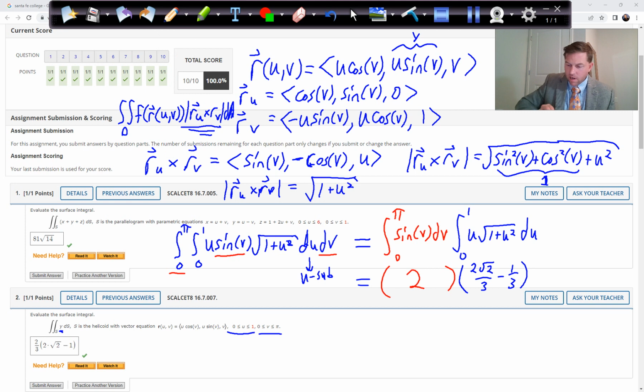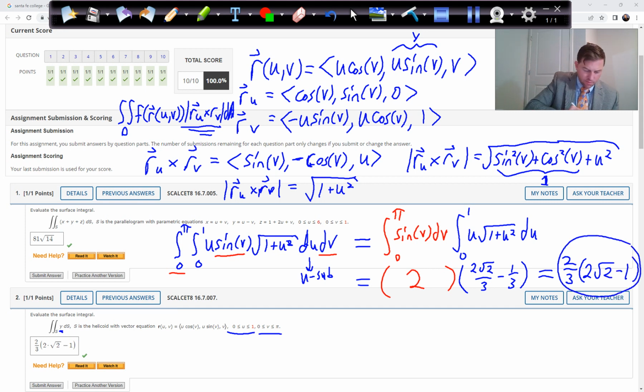And when you combine like terms, or I should say use this lowest common denominator to multiply by 2, this whole thing will simplify into, I guess there's not much you can simplify it into. You'll factor out a common 2/3, and you'll get 2 root 2 minus 1. And that would be the result for this surface integral for problem 2.